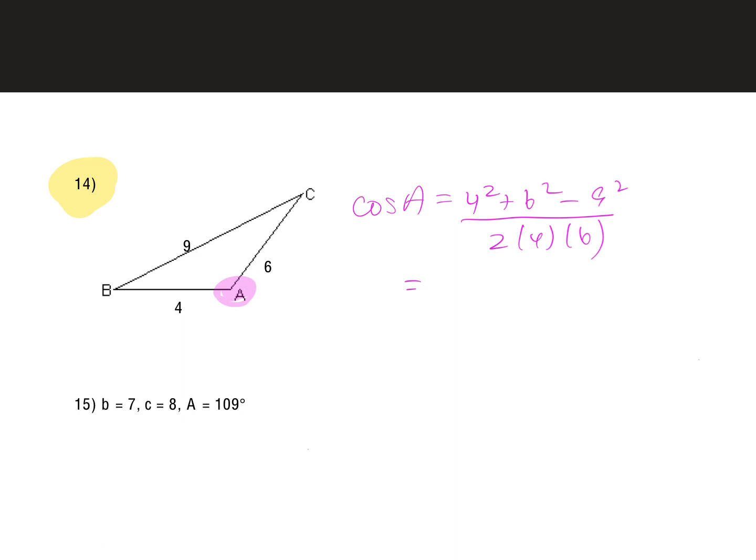What'd you guys get? Negative 29. Good. What's 2 times 4 times 6? 48. So this says cosine A. So cosine A is negative 29 over 48.